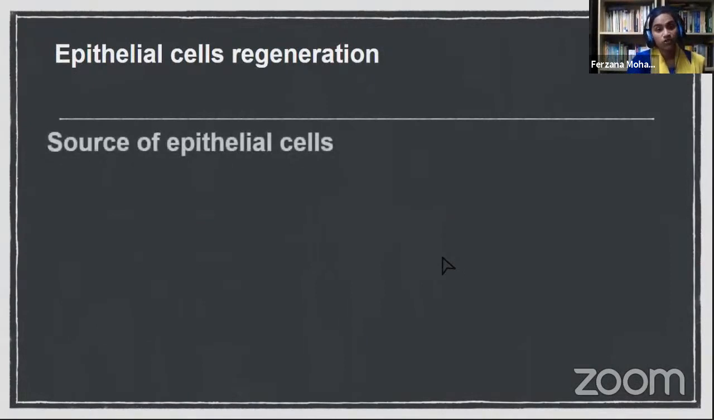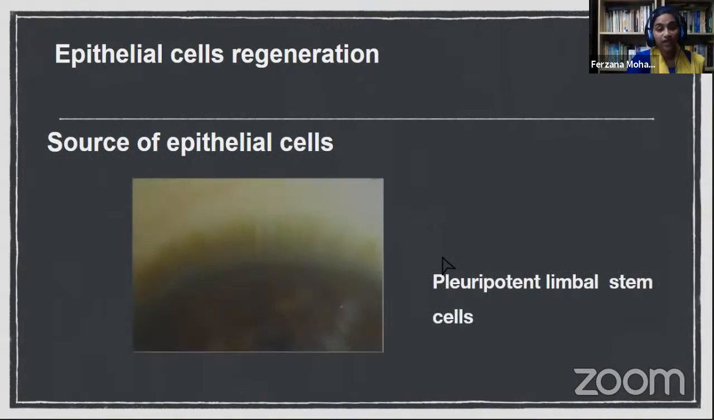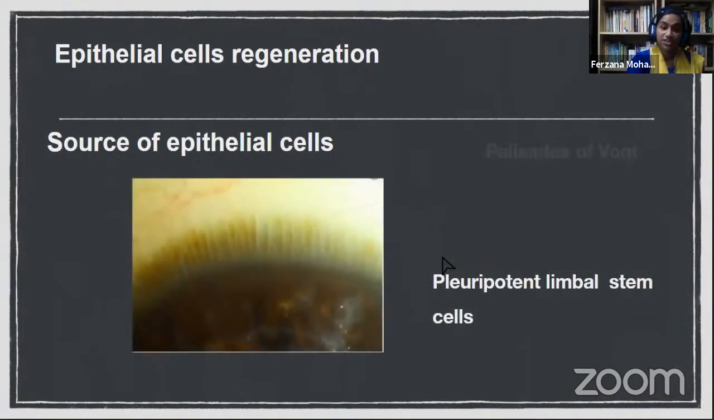I've told you that the epithelial cells regenerate, and how does this take place? There must be a source. The source of the epithelial cell regeneration is the pluripotent stem cells, which are located at the limbus in horizontal ridges called the palisades of Vogt. And how does this regeneration take place?